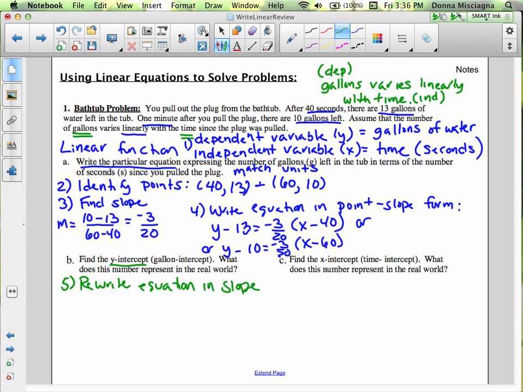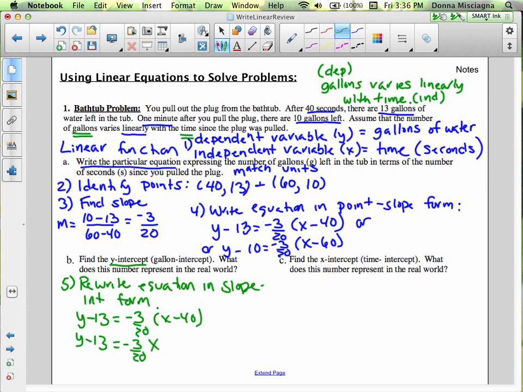If we rewrite it in slope-intercept form, we'll know what the y-intercept is. All right, so I'll just use the first one. Y minus 13 equals negative 3/20 x minus 40. We're going to distribute the negative 3/20 to both sides. Y minus 13 equals negative 3/20 x.